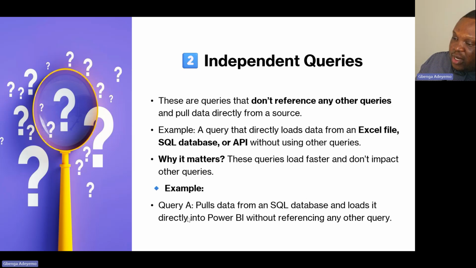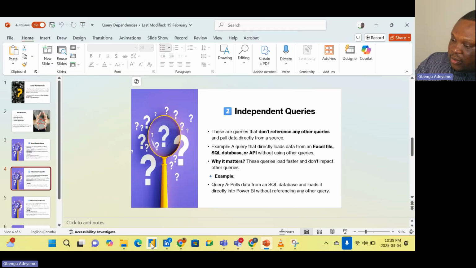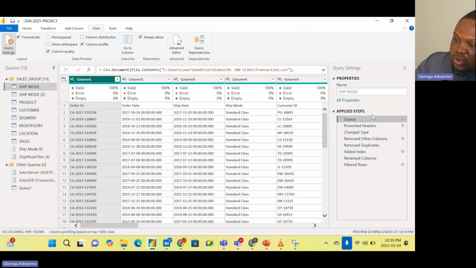So, for example, query A pulls data from a SQL database and loads it directly into Power BI without referencing any other query. Just like I was explaining earlier, if you look at the source, you see that the source can stand on its own, as an independent query. They are not depending on one previous query. They are always like the source, because they are the ones that pull the data inside Power Query.